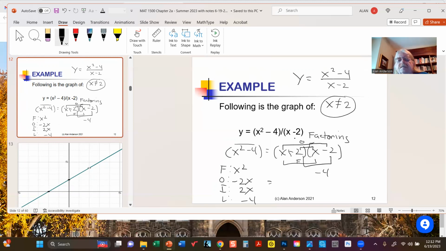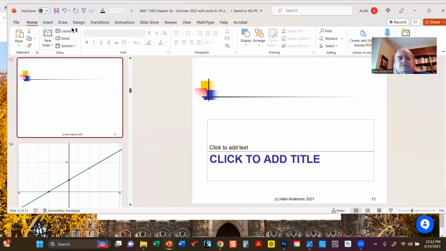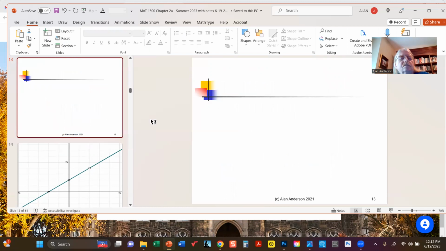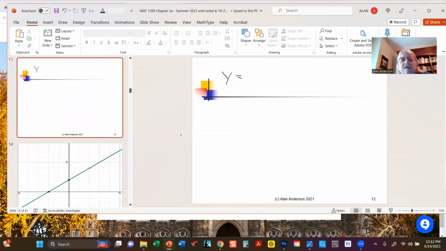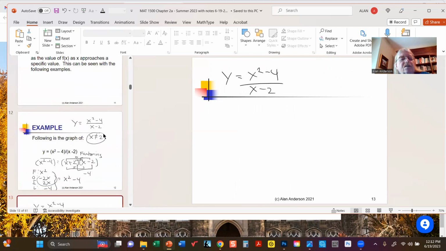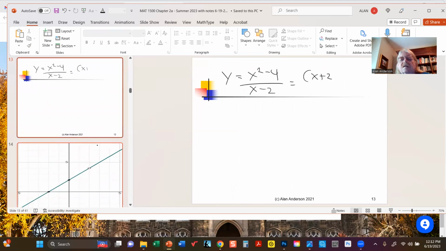So when you add these up, you'll get x squared, these cancel out, minus 4. So what that means is that we do indeed have x plus 2 times x minus 2. So this function, x squared minus 4 over x minus 2, is the same thing as, so it can be reduced to, x plus 2.